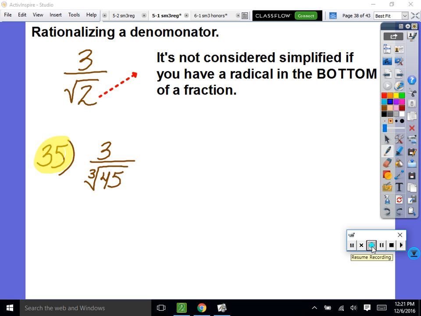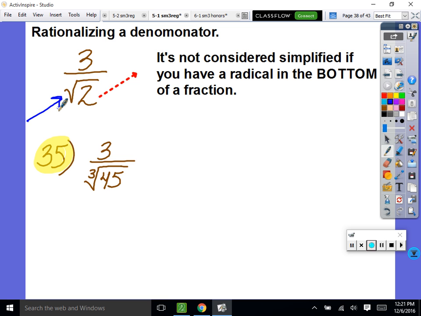So, today we're going to be dividing. We've already multiplied, added, and subtracted. We're going to be dividing radicals in a sense. Mostly we're just going to be rationalizing denominators. Now, once again, why we have to rationalize denominators is because it's just considered not simplified if there's a radical in the bottom of a fraction, which we've already learned how to rationalize denominators to an extent. After this unit, we're going to have to be able to rationalize tons of stuff.